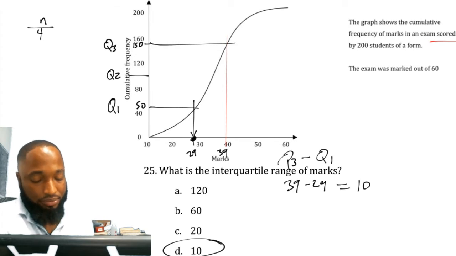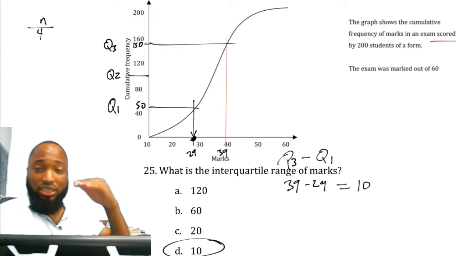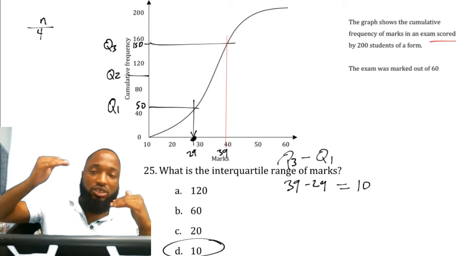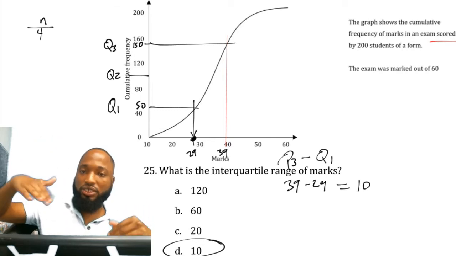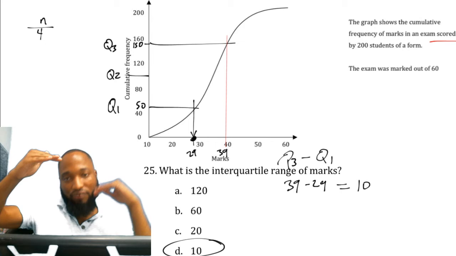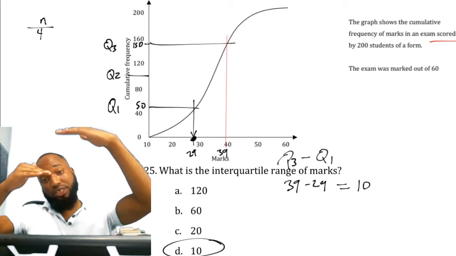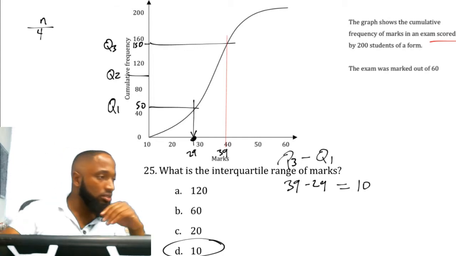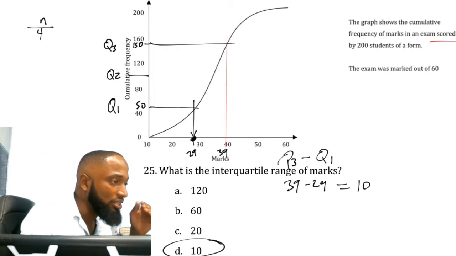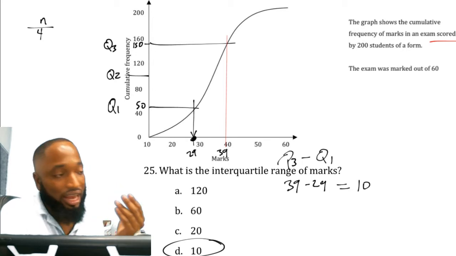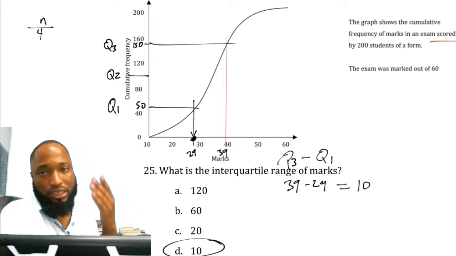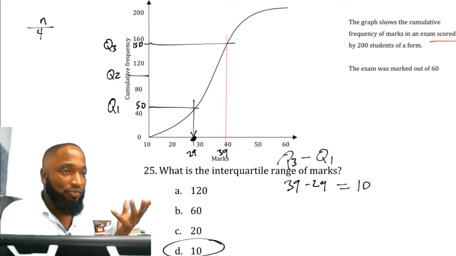Anyhow, the quartile is like splitting 200 into quarters. That's how we get 100 as the median, 50 as Q1, and 150 as Q3. So you always divide the total by 4. If you want to find Q1, 200 divided by 4 is 50. That's Q1.